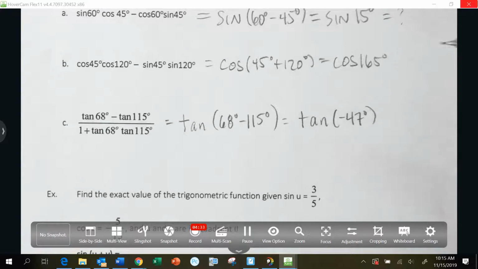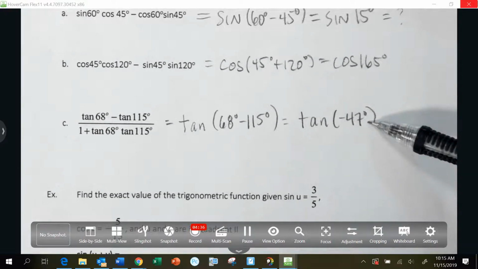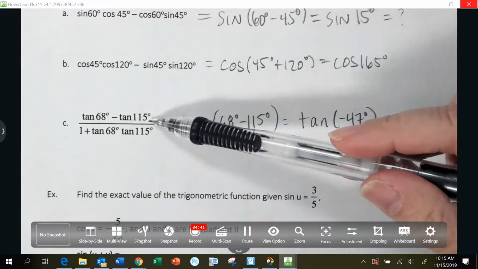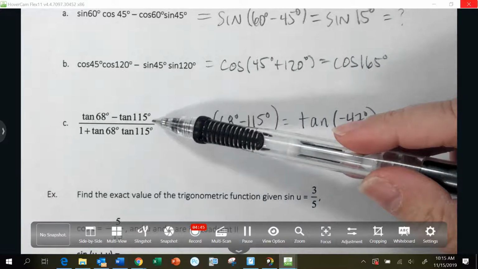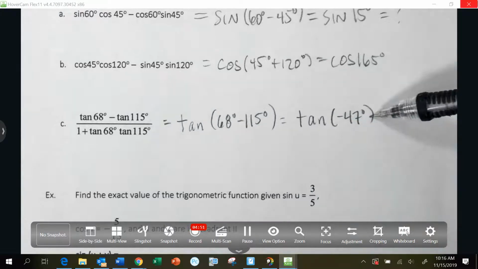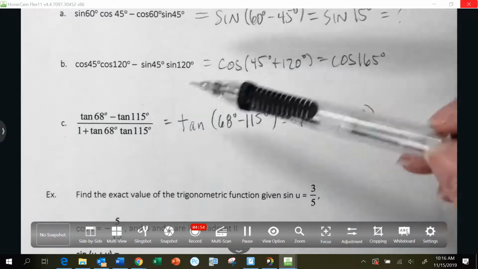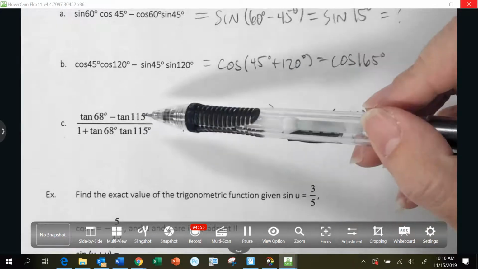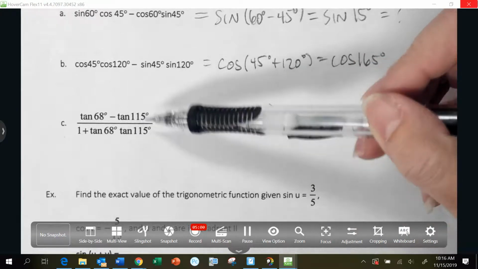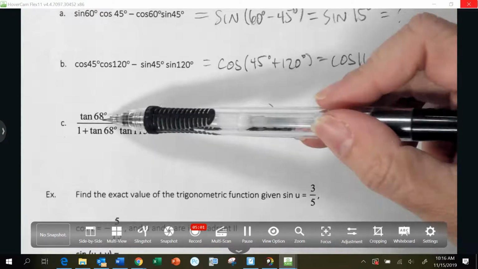Maybe, yeah, I guess you could, but really if I were going to be answering this, I would have to answer tangent 68. I would have to go all the way to this one here. And I couldn't do this one without a calculator anyway. So for this one, if I had to answer this, I would basically be typing tangent negative 47 degrees into the calculator. Now if this was like tangent 30 minus tangent 120 or something like that, I could answer it. But these I don't even know.